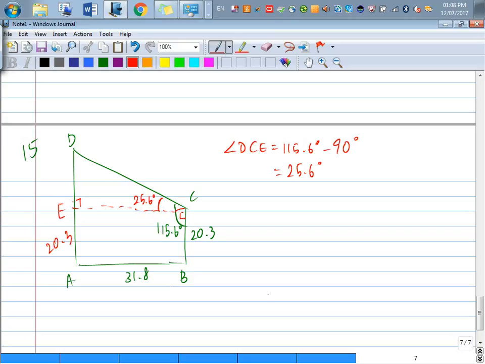Yes, right? Because horizontally, this will be 31.8. And I need to find the opposite side. I have the adjacent, and I need to find the opposite.